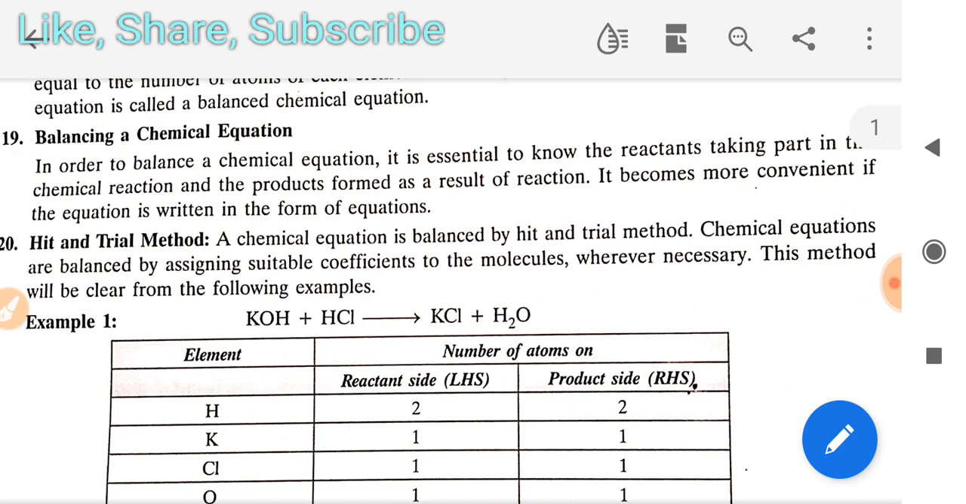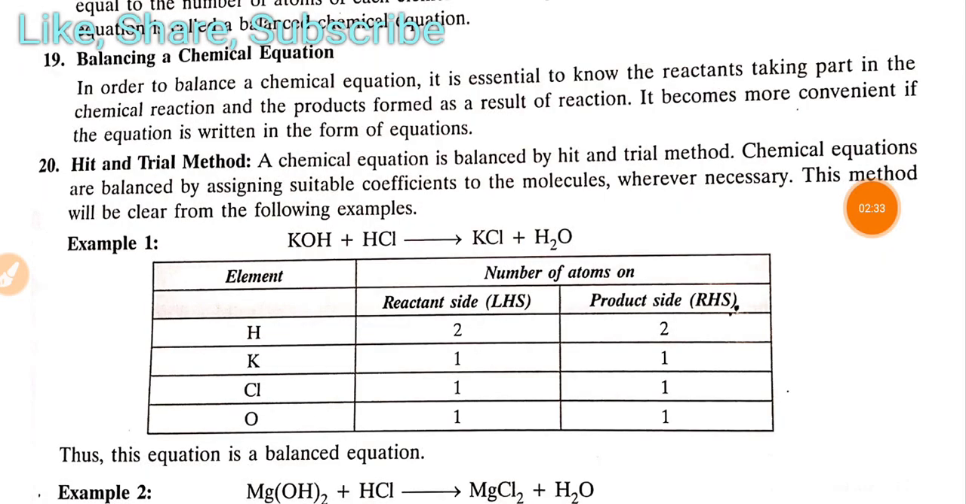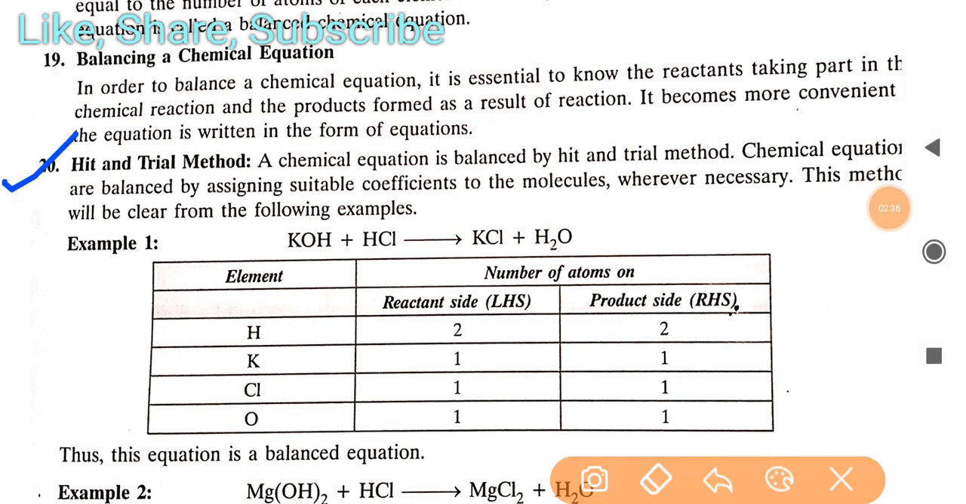So the first method we can use is the hit and trial method. It is a very common method. The first method we are going to discuss now is the hit and trial method, in which a chemical equation is balanced by hit and trial. As the name says, it is a hit and trial process. Chemical equations are balanced by assigning suitable coefficients to the molecules wherever necessary. This method will be clear from the following example.